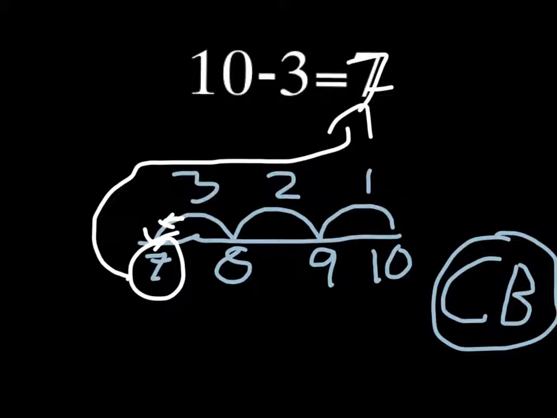I use count back because 10 and 3 are far away from each other. What I would call close together is below 5. So that's what I call close and far.